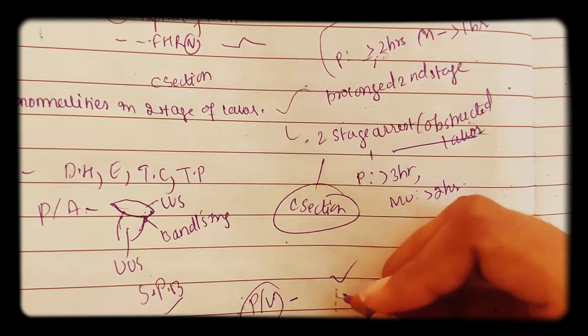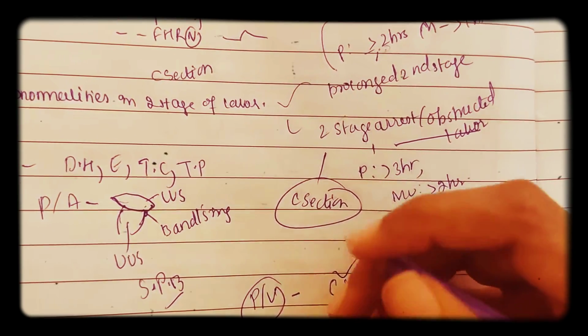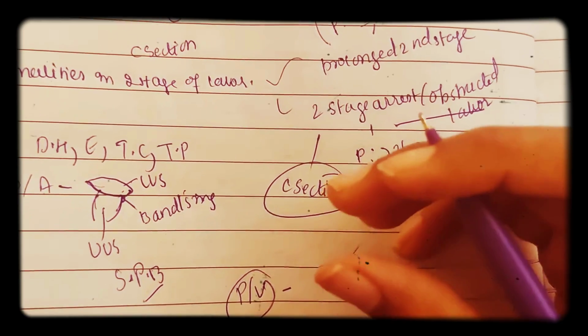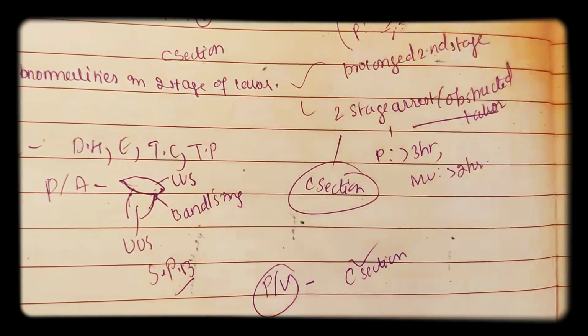So what is the management? Always do cesarean section here. Never give oxytocin. If it is given, it can cause uterine rupture, because already here there is a suprapubic bulge, there is a lot of pressure on the uterus, so we should never give oxytocin in this case.